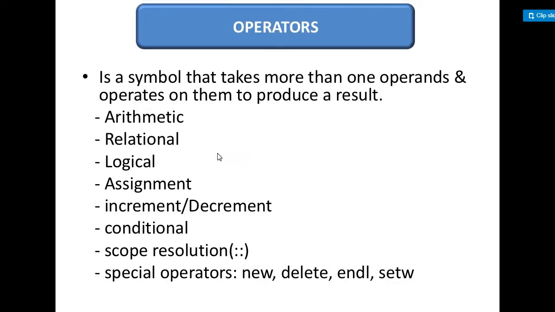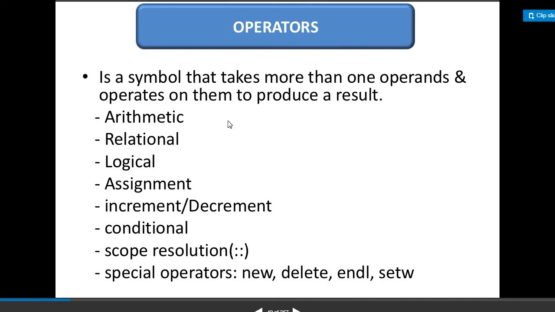Operators. An operator is a symbol that takes one or more operands and operates on them to produce some result. So operators help to do some specific tasks. For example, arithmetic operators, relational, logical, assignment, increment, conditional, scope resolution operators, special operators like new, delete, and so on. These are all operators in C++. Arithmetic operators do arithmetic operations, relational operators do relational tasks, then logical, assignment.